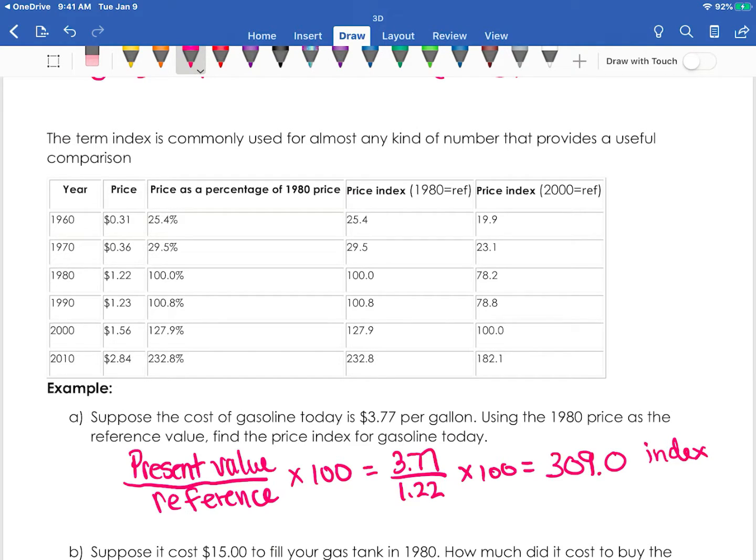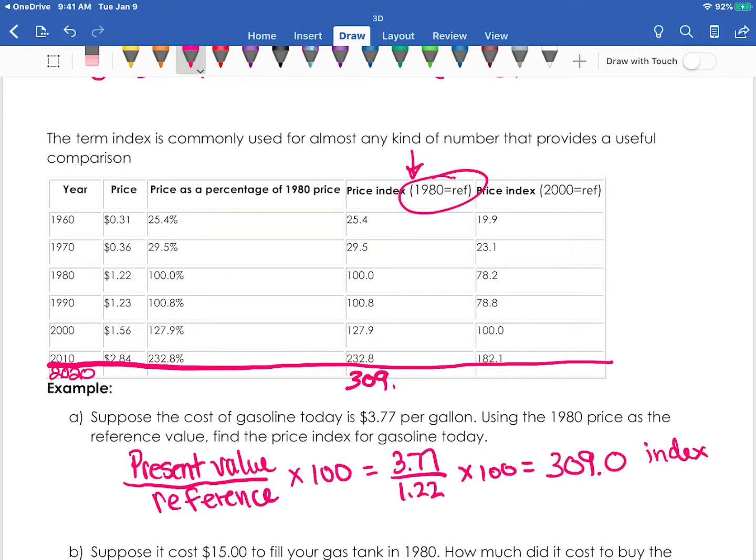If I made another line in this chart and added 2020, using 1980 as the reference, that's this column here, I would put down my price index is 309.0.